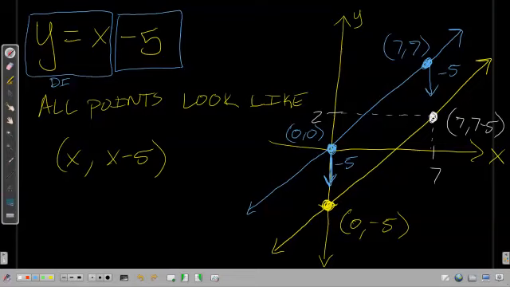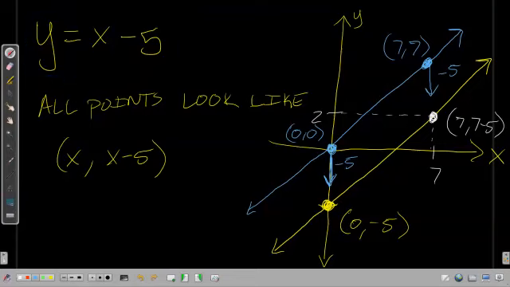It just amends the rule from being "do the same thing as what x is doing" to now it's "do the same thing as x, but take away 5." And then all the ordered pairs look like this. But hey, I could just go through here and change all these minus 5 to just say plus b.